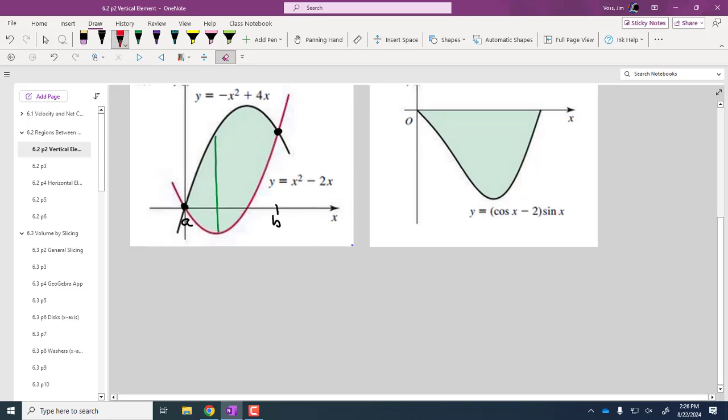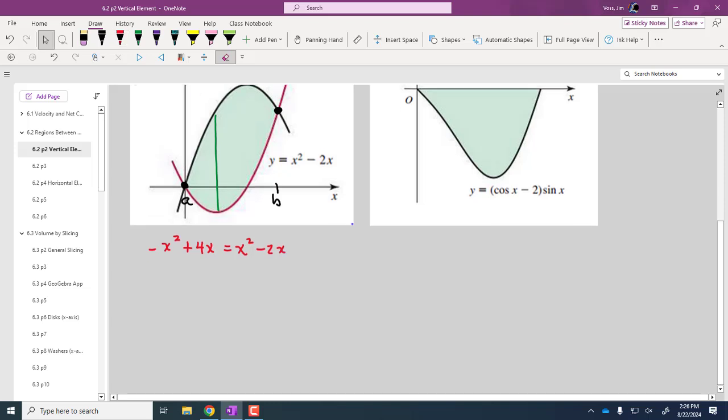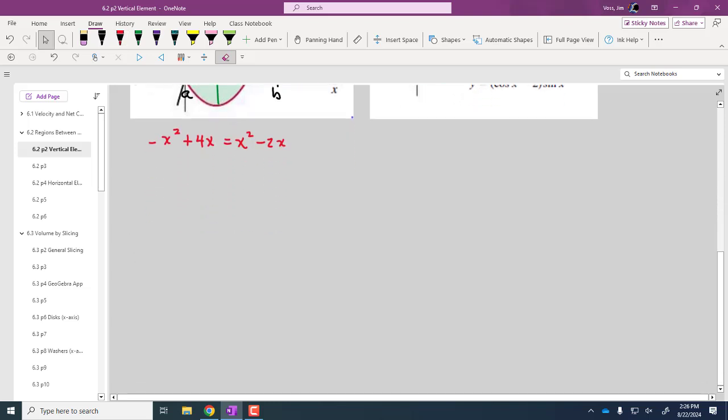So do what we always do. Set the curves equal to each other. So minus x squared plus 4x equals x squared minus 2x. So we're just going to solve that equation and figure out what the x values are at the intersection points.